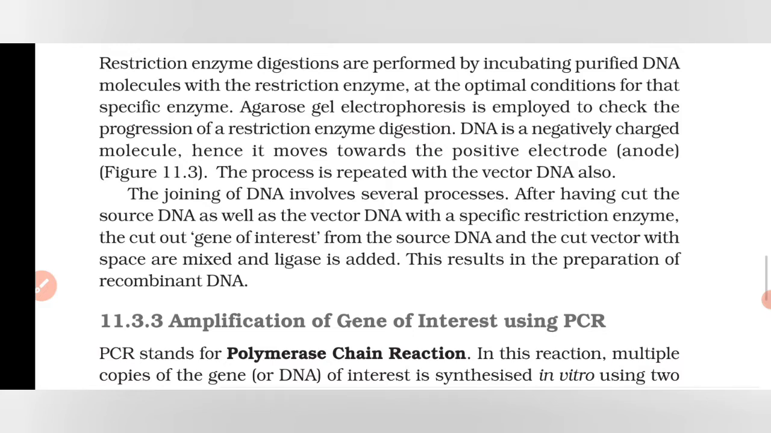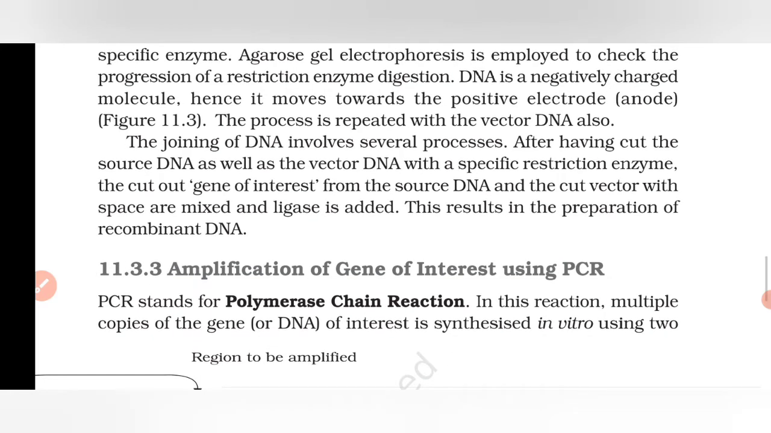So after that, the cutout gene of interest is mixed with the vector and the ligase is added. This results in the preparation of recombinant DNA.